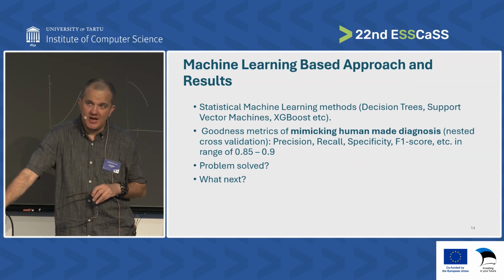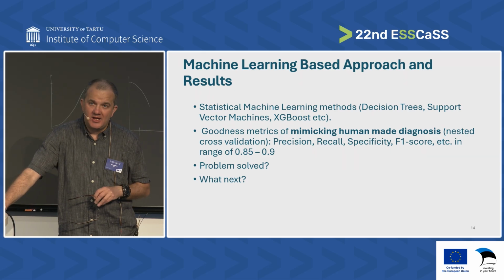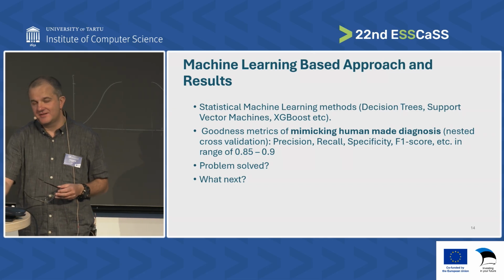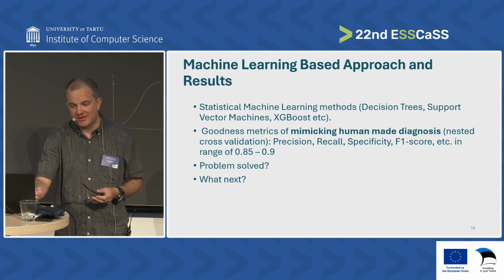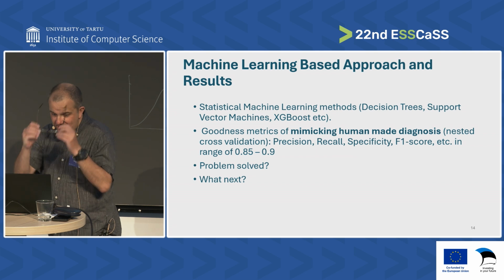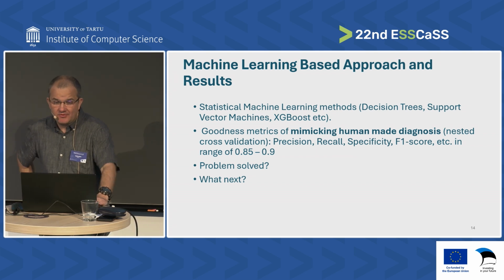doctor. It's not absolute goodness, because a medical doctor also can be wrong, by the way, as they told us, the final diagnosis can be confirmed only after death. We do not have such data sets, to my knowledge. But still, 0.85 or 0.9 is quite good.